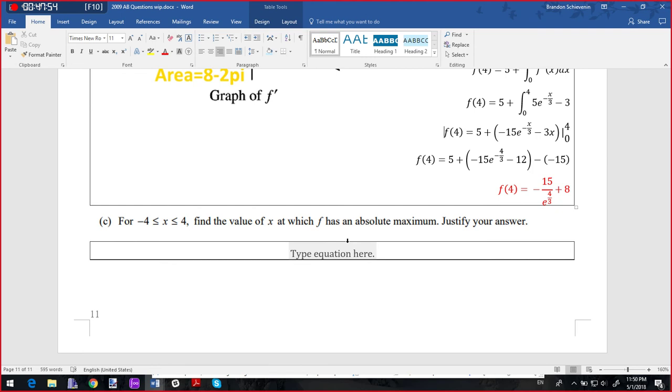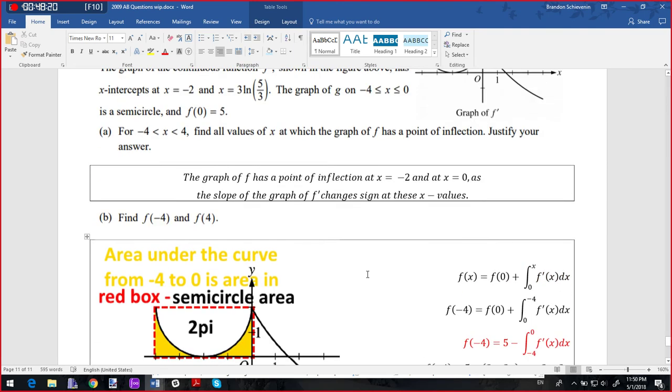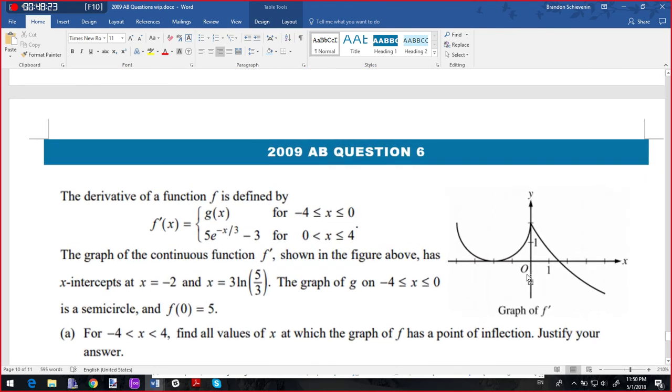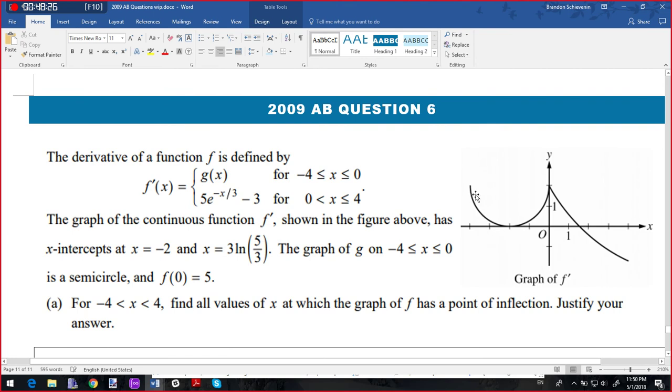In order to have an absolute maximum, I would need to test the start point of my interval, the end point of the interval, as well as any critical points, because those could be relative maximums. And if they're higher than my start point and end point, they will be the absolute maximum. So I've got all the critical points, which is whenever f prime is equal to 0, and the start point and the end point. Taking a look at our graph, I've got the start point and the end point, which is negative 4 and 4. Then I've got the points where this is equal to 0, so that's at negative 2 and about 1.5.